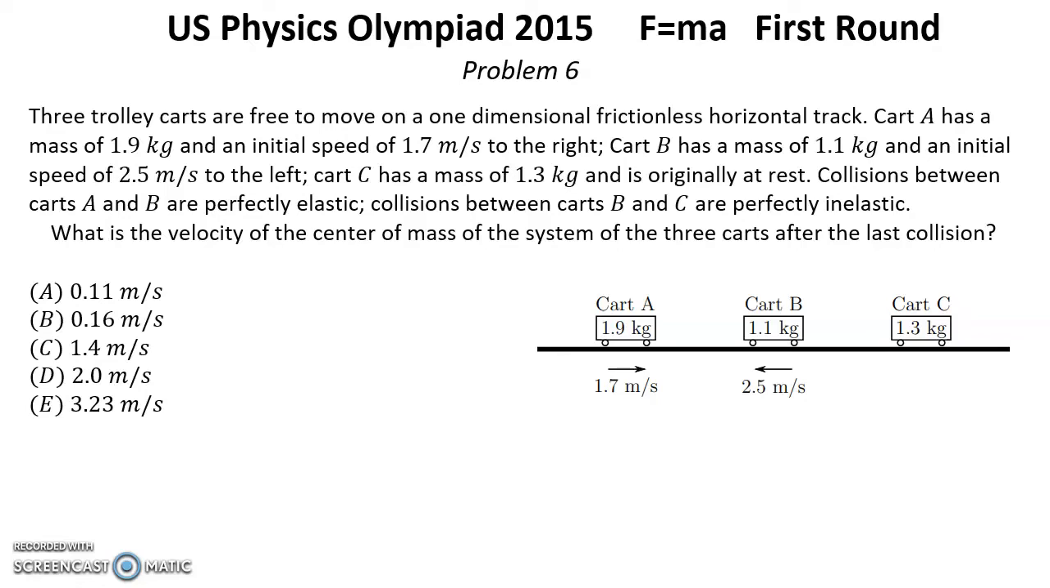Collisions between carts A and B are perfectly elastic. Collisions between cart B and C are perfectly inelastic. What is the velocity of the center of mass of the system of the 3 carts after the last collision?